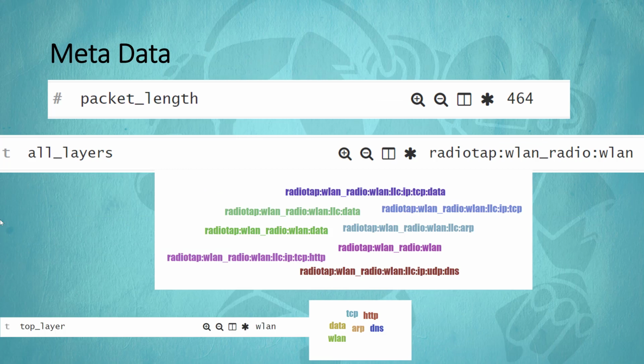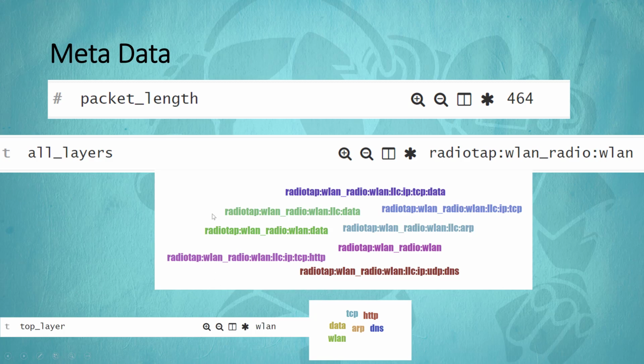Okay, let's hop back. The next metadata field is all layers. Now we know that any single network packet has multiple layers. You have the lower layers which may deal with transport, higher levels which may deal with application specific data. So all layers is really a colon separated list of layers which we've detected in the packet. Typically a pure WLAN packet like a management packet would only have, let's say, the Radiotap header, the WLAN radio header, followed by the WLAN header.